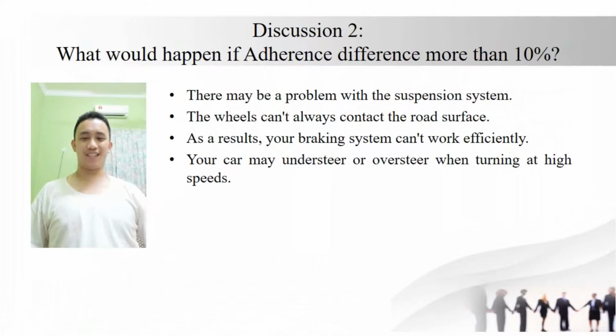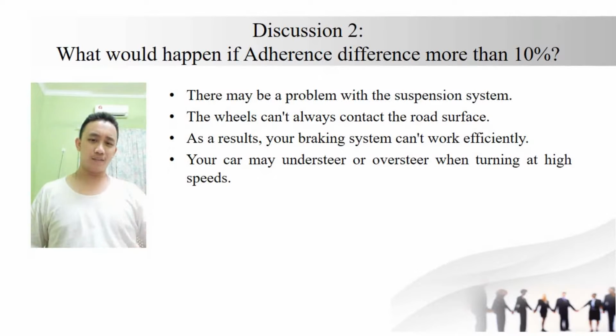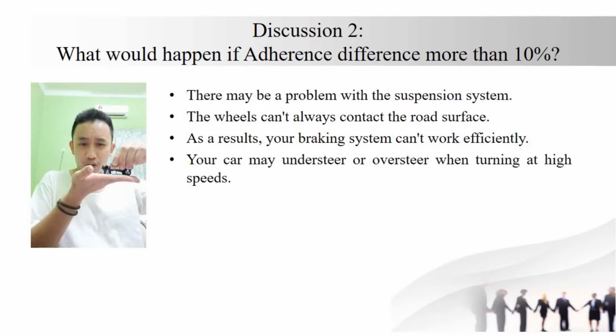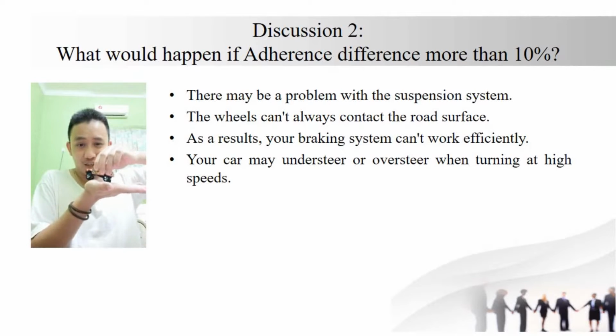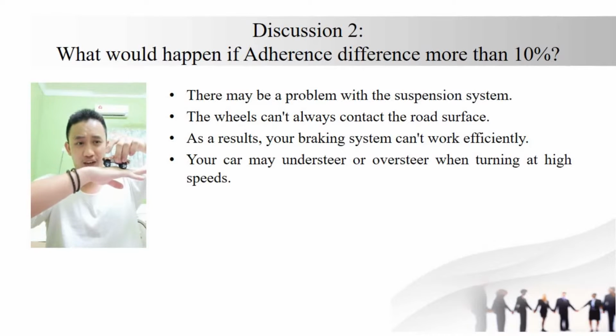Hello, sir. You are seeing me again. I also need to talk about discussion number 2, where the question is about what would happen if the adherence difference is more than 10%. When the adherence differs by more than 10%, maybe there is a problem with the suspension system. It means that the wheel of the car may not always contact the road surface. So your wheel may be a little bit higher or lower, so some wheels may have no contact with the road surface.